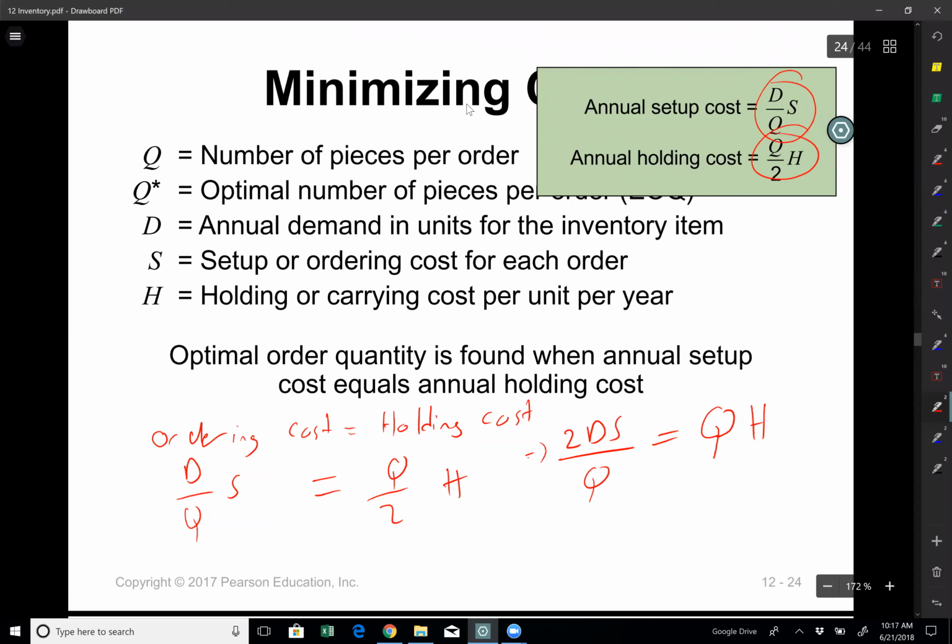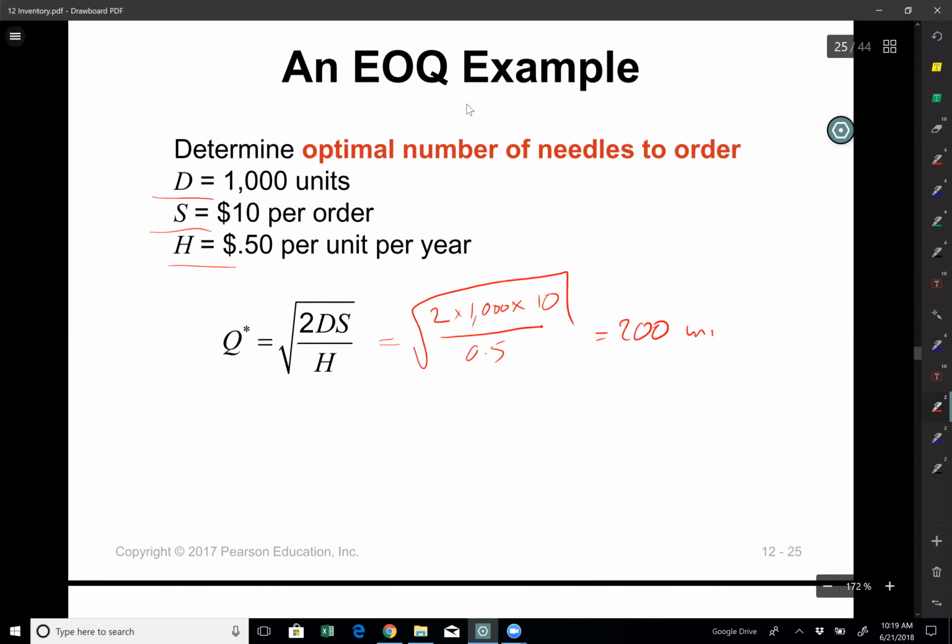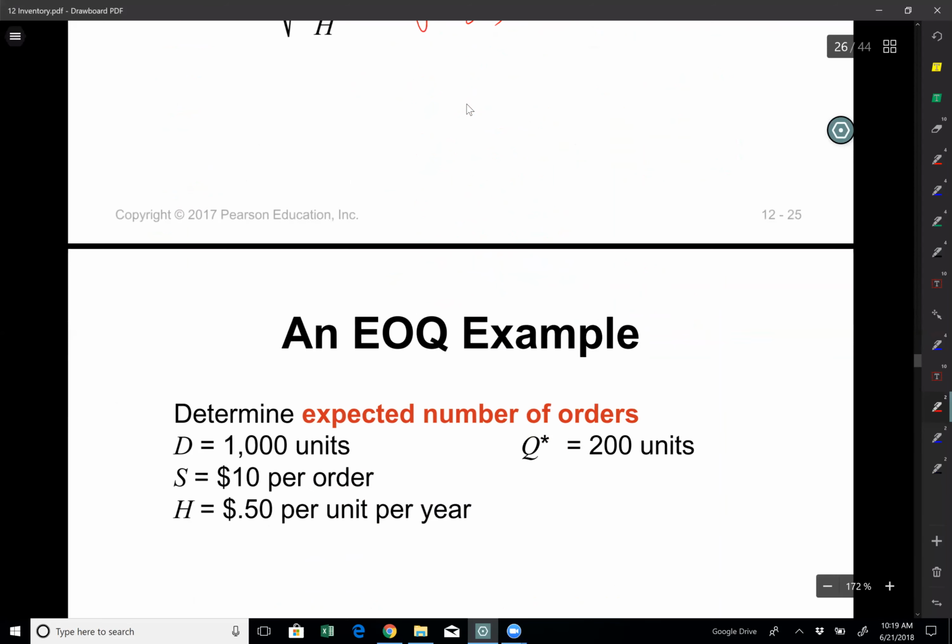So let's do an example. Annual demand is given, ordering cost per order is given, holding cost per year per unit is given. So I can calculate my Q star, which is square root of 2 times 1,000 times S, which is 10, divided by H, which is 0.5. So 2,000, 20,000 divided by 0.5, 40,000. So square root of 40,000 will give me 200 units. So every time I order, I should order 200 units to minimize my total cost.